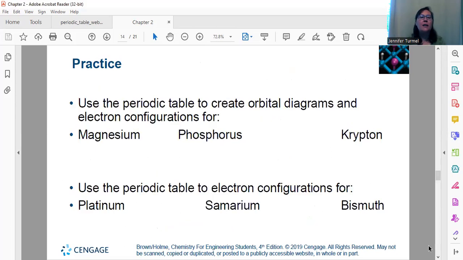Notice here that it says to use the periodic table to create orbital diagrams for the following. For this slide, I'm going to go to a different whiteboard where I have a little more space. All right, let's clear this out. First of all, we are on slide 14.